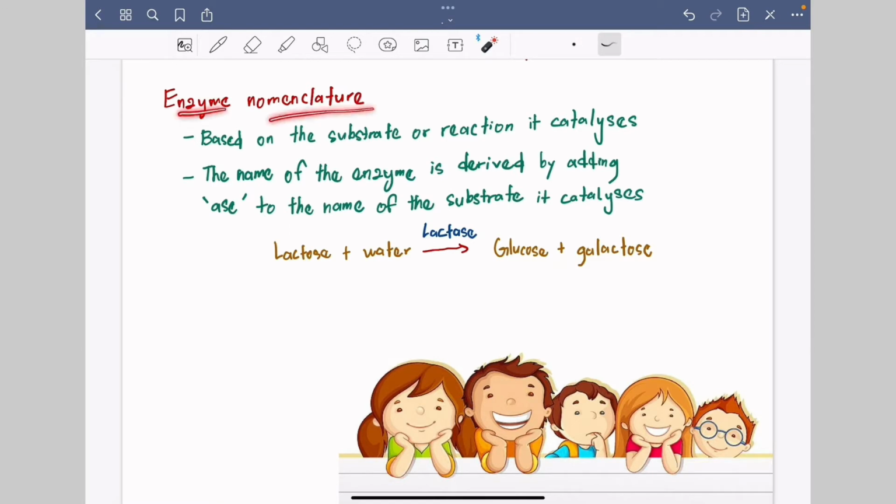Enzyme nomenclature. This is how we name the enzymes. It is based on the substrate or reaction it catalyzes. For example, sucrase, lactase, and maltase. These enzymes are responsible for breaking down sucrose, lactose, and maltose into their simplest units. The name of an enzyme is derived by adding ASE to the name of the substrate it catalyzes. For example, lactose, we add water. By using the enzyme lactase, it will produce glucose and galactose.